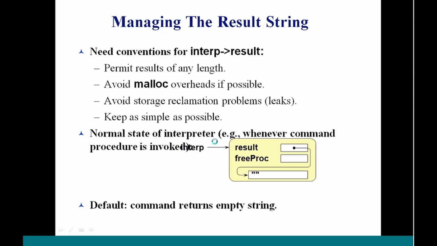This is the normal state of the interpreter, that is, the command procedure is not invoked. What is the interpreter state? It writes out the results and then it frees the processes. By default, the command returns just an empty string.